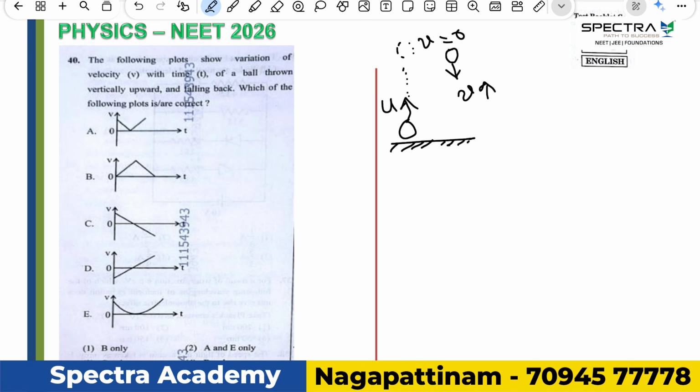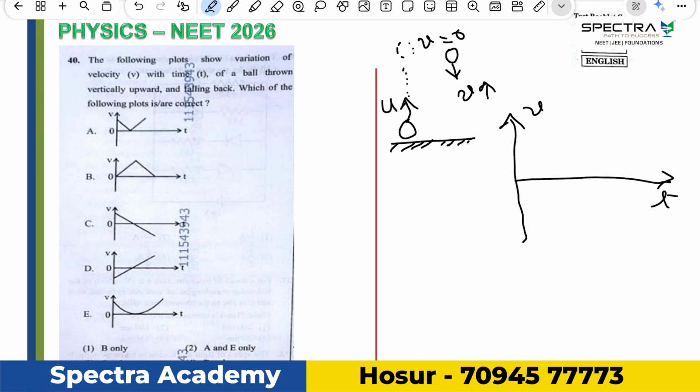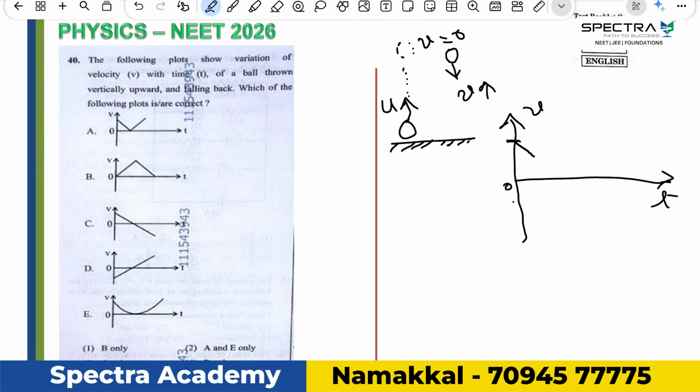So if we follow the sign convention, observe this is the time and this is the speed of a ball. Speed of the ball is taken along the y-axis and time along the x-axis. At time t equal to 0, the ball will have the maximum velocity, that is the velocity of projection. As the time passes, its velocity gradually decreases, and after reaching maximum height, it becomes 0. And while returning, its velocity increases in opposite direction.